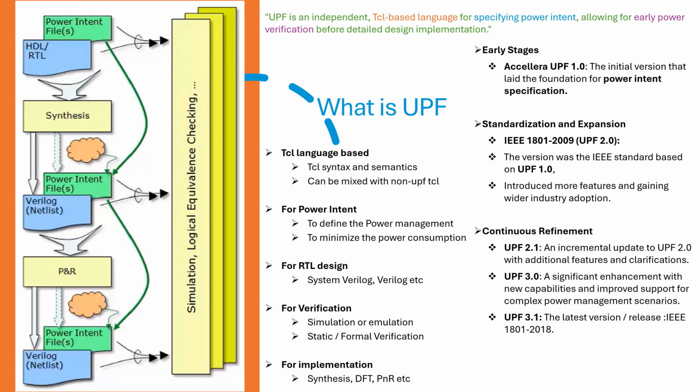After that, it saw continuous refinements and went to 2.1, 3.0, and 3.1. The latest version being IEEE 1801-2018, which is UPF 3.1. This evolution aligns with IC complexity, providing standardized power intent and enabling sophisticated power management techniques.